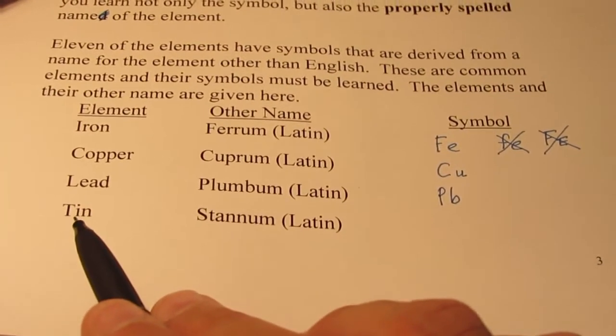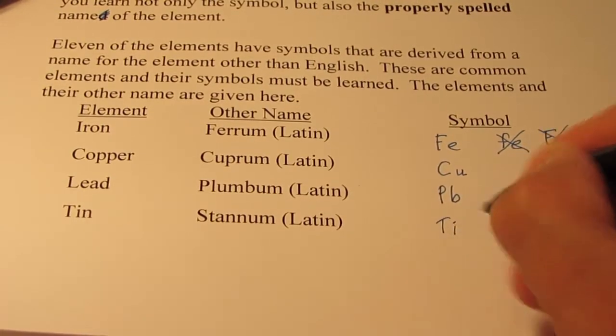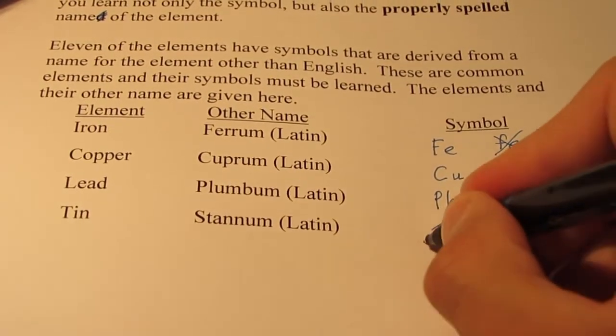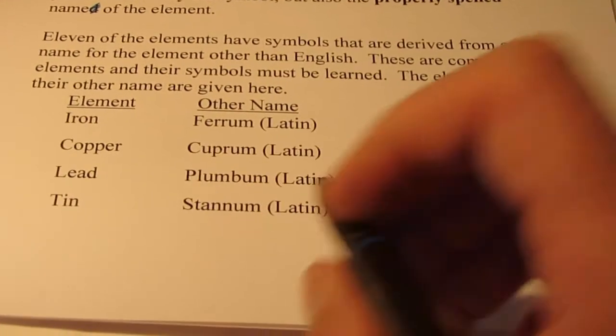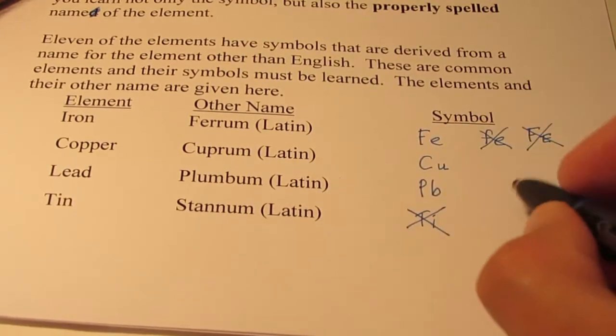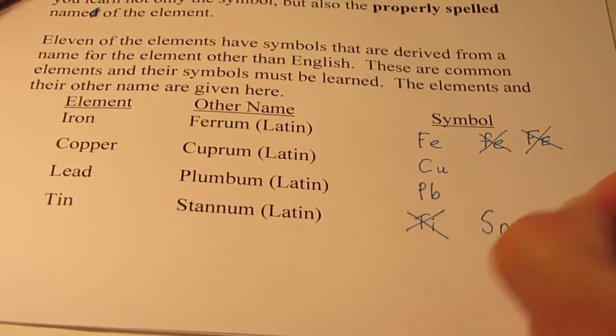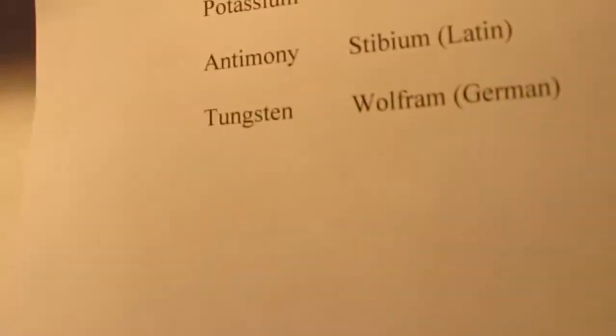Tin. This is one that students often miss. They want to write Ti for the symbol of tin. That is wrong. Ti is the symbol for titanium. Tin's symbol comes from the Latin name stannum. It is Sn. Let's do a few more here.